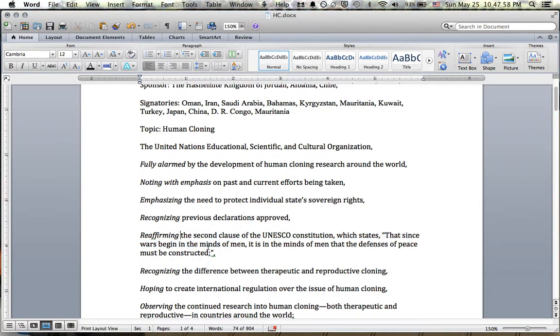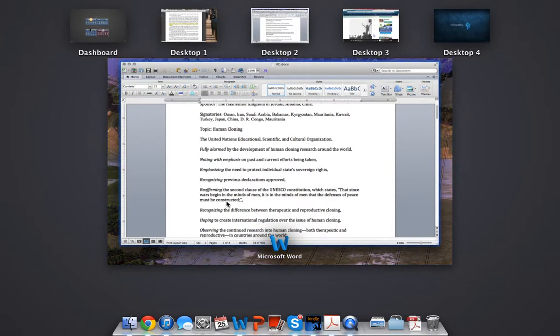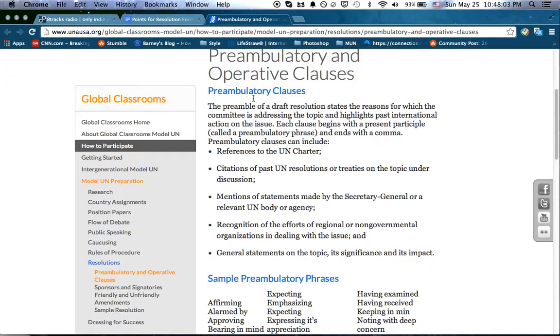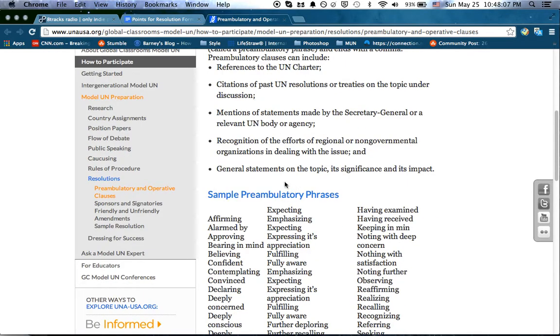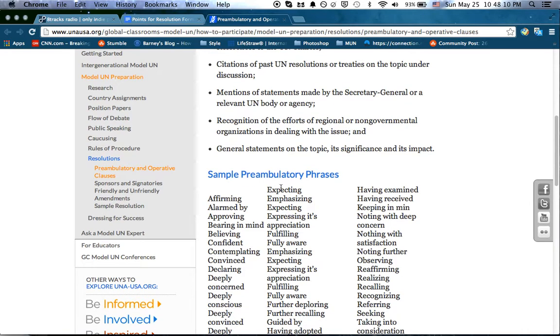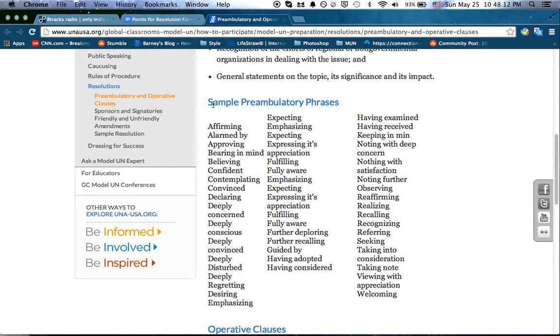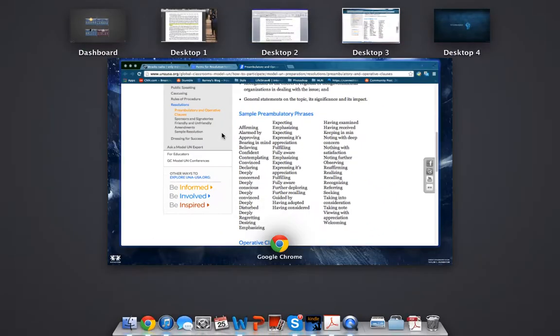To look at preambulatory clauses, there are specific key phrases that each one of them has. We'll look at a website I've pulled that is an excellent resource. Here is the list of preambulatory phrases that are used in Model UN. All of these are required to start a preambulatory clause. We see all of these are in the present or past tense, and all of these help trigger the preambulatory clauses.